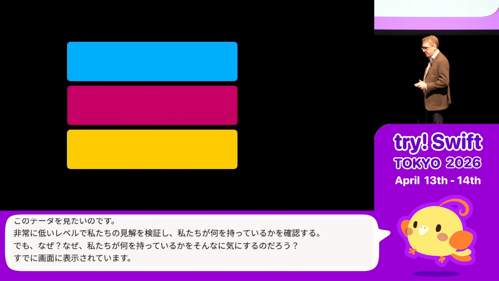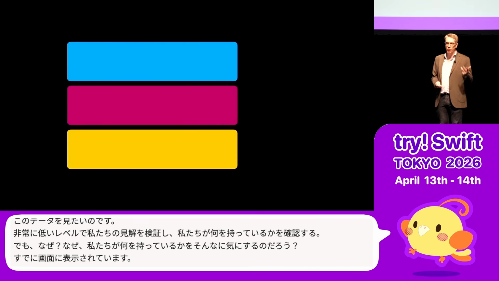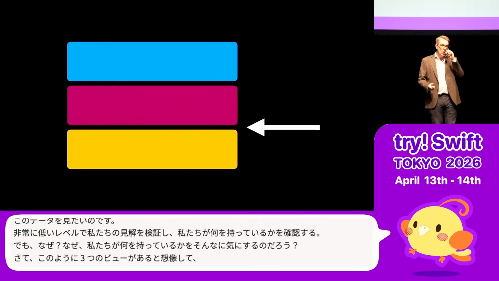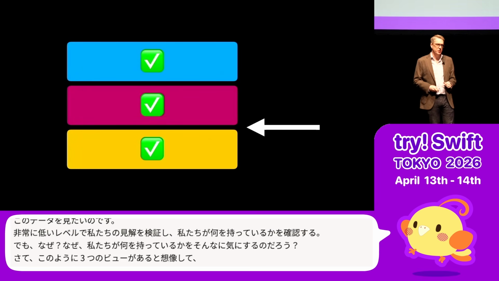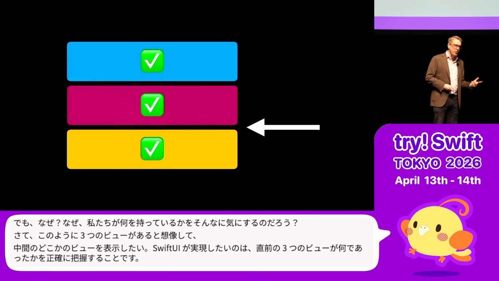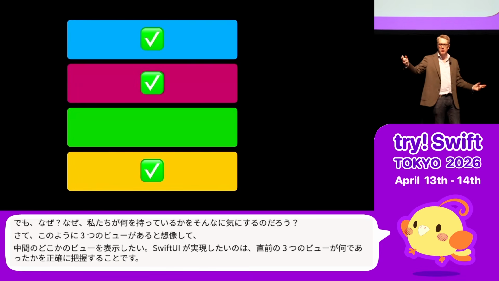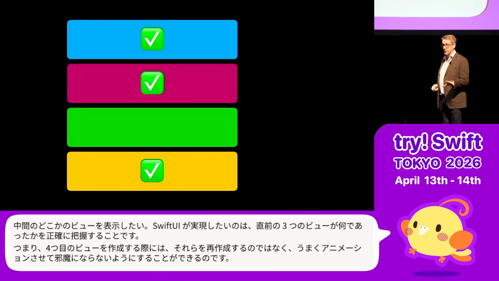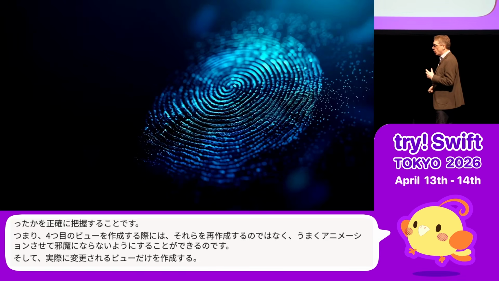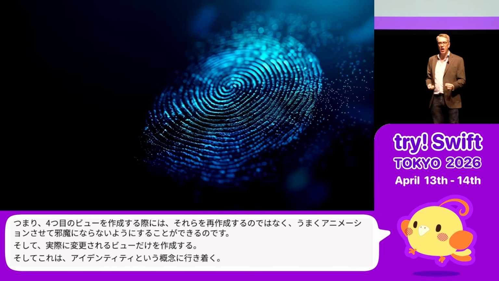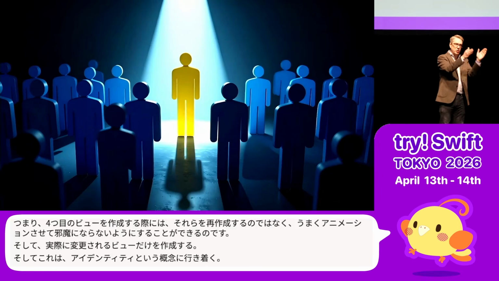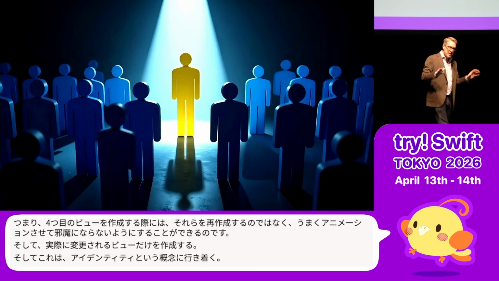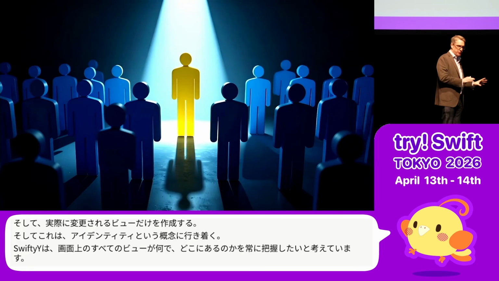Well, imagine you have three views, like this, and you want to create a fourth view somewhere in the middle. What SwiftUI wants to be able to do is know exactly what the three previous views were. So when it comes to making the fourth view, it can animate them nicely out of the way, not recreating them, and only make the one view that's actually changing. This comes down to the concept of identity. SwiftUI wants to understand at all times what every view is on your screen and where it is, so it can animate things and do as little work as possible.